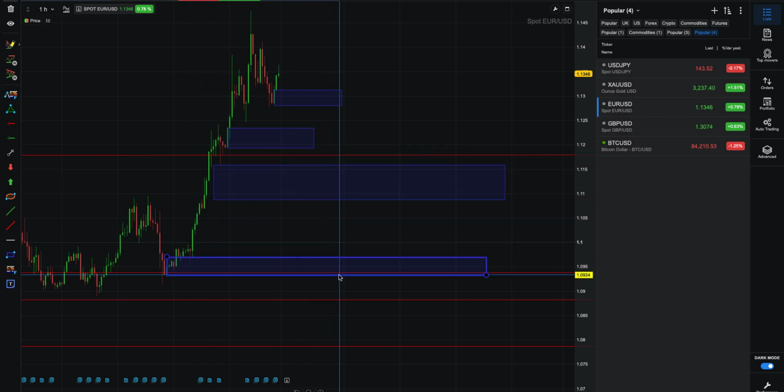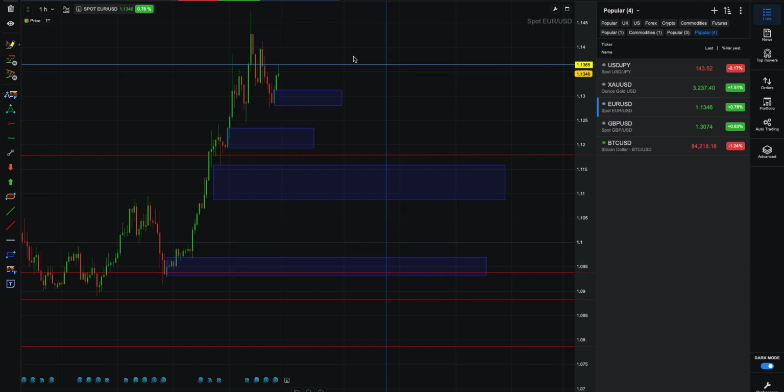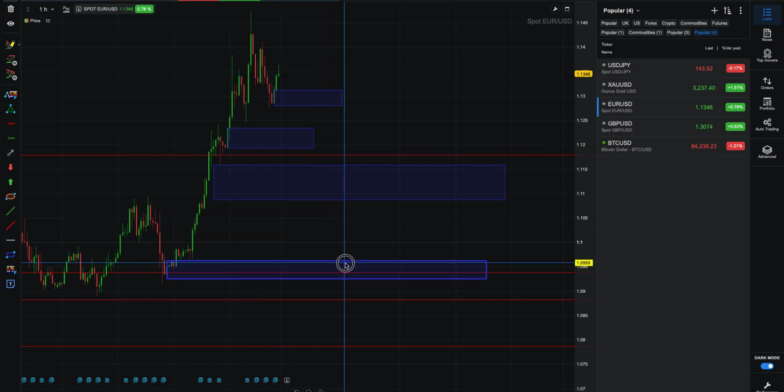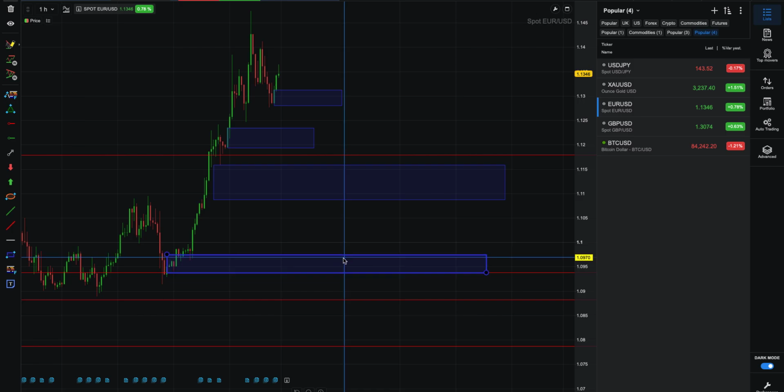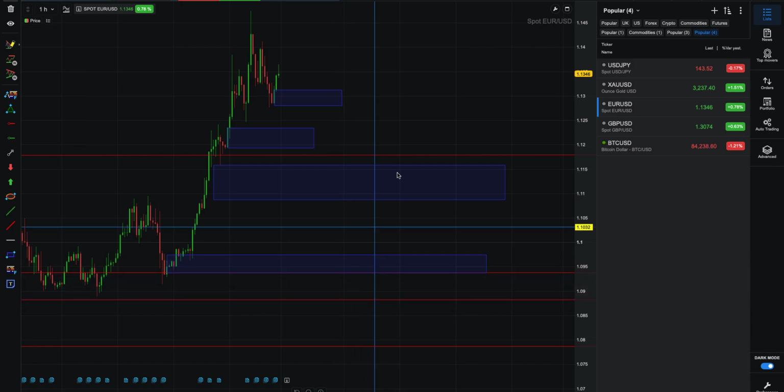So we have another test here. This extreme liquidity we saw in the 4 hour time frame. It can come to test here and go to the top, or it can actually cross all the way down, testing another level before going to the top.